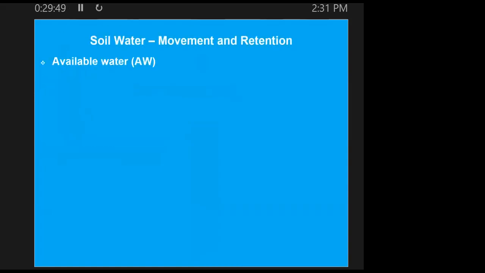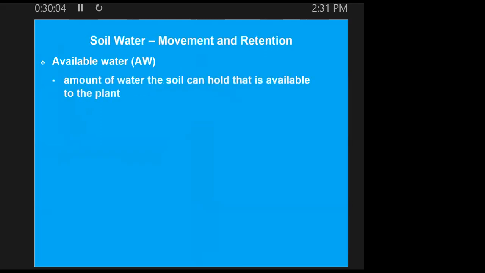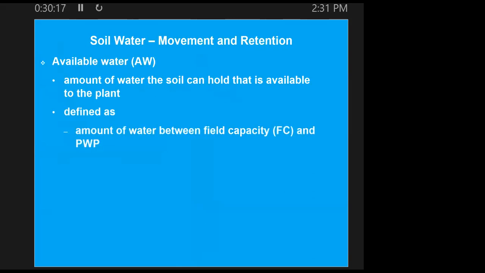So we need to think about available water. This is kind of like those two beakers where it was salty water. There's lots of water in that beaker, but it wasn't available to the plant because there was too much salt dissolved in that beaker of water. So available water is the amount of water that the soil can hold that's actually available to the plant. The plant will have the ability to bring it in. And they actually do a calculation for that. It is the difference between field capacity and the permanent wilting point.